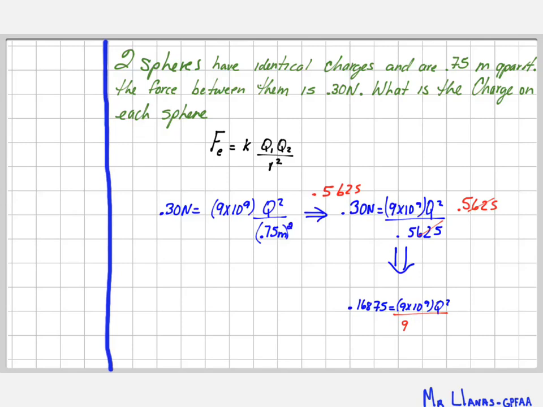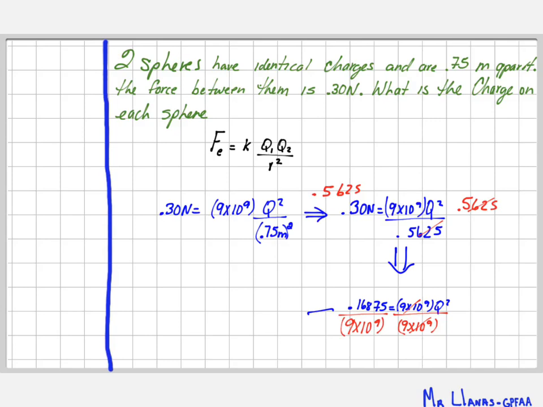It gives us 0.6875 equals 9 times 10 to the 9th times q squared, which is k times q squared. So in order to get rid of the k, we have to divide it on both sides.